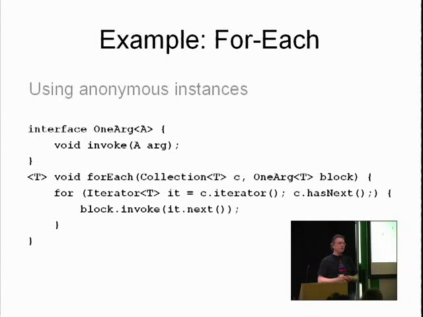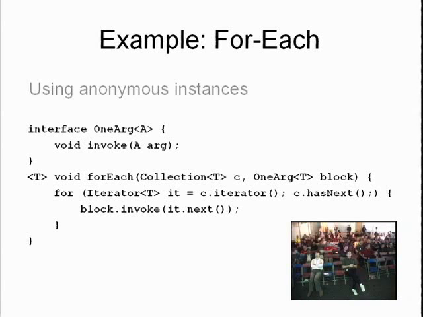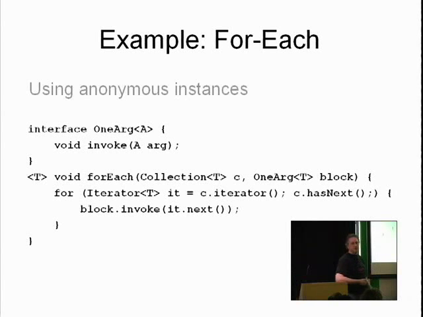So let's suppose you decided, without closures, to add for each loop as a library instead of as a statement form. How would you do that using anonymous inner classes? Well, you make a method, we'll call it for each here. And it's going to take two things. It's going to take the collection, and it's going to take the block of code to execute once for each element of that collection. Well, how do you express a block of code? Well, it's an anonymous inner class.